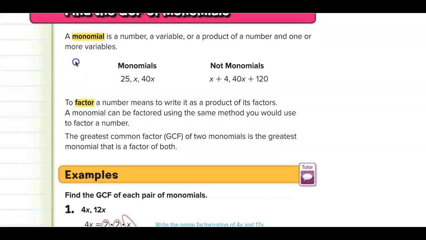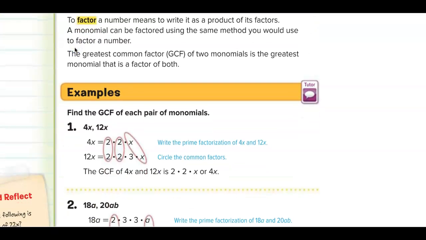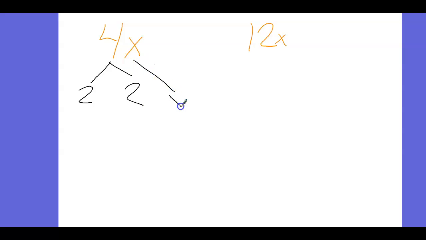So, in example 1, I'm going to write it on a different space. What is my example 1? Can somebody read the two numbers up there? 4x and 12x. Orange is probably hard to read. Okay, so what can I break down 4 into? 2 times 2, right? Are those both prime? Yes. Okay, but what else do I have? Because I don't just have 4, I have x. So if I wrote out the prime factorization, I would write out 2 times 2 times x.